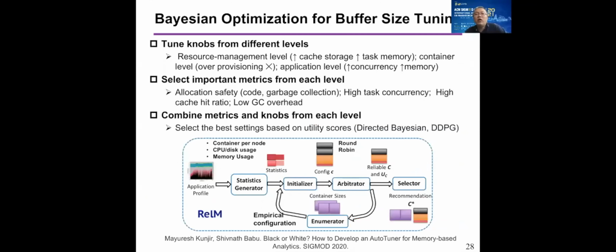And the next one is the knob tuning for Spark. You know that Spark has many knobs, and the knobs are at different levels, for example, resource management level, container level and application level. And in each level, there are some knobs, and these knobs have different effects on the performance. So how to capture the correlation from different levels? And next, how to select important metrics from each level, and how to combine the metrics and knobs from each level. So they work on this, and they use some Bayesian-based optimization to combine the different knobs from different levels.